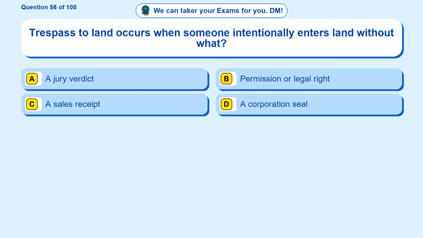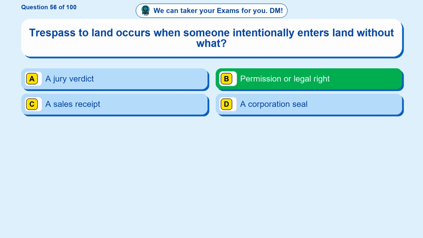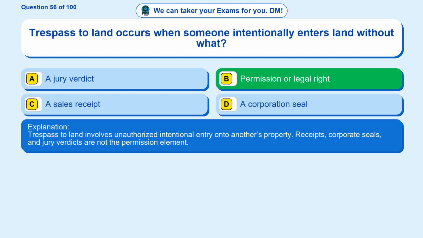Question 56. Trespass to land occurs when someone intentionally enters land without what? Option A, jury verdict. Option B, permission or legal right. Option C, a sales receipt. Option D, a corporation seal. The correct answer is option B, permission or legal right. Trespass to land involves unauthorized intentional entry onto another's property. Receipts, corporate seals, and jury verdicts are not the permission element.